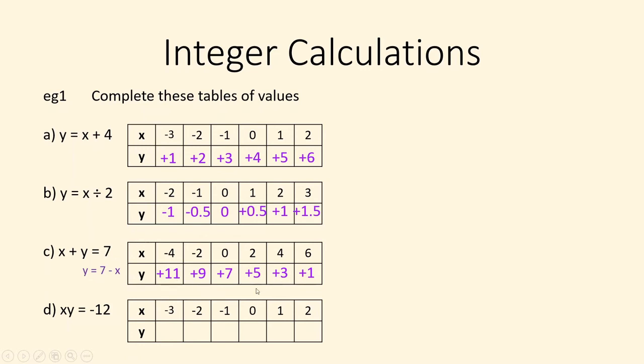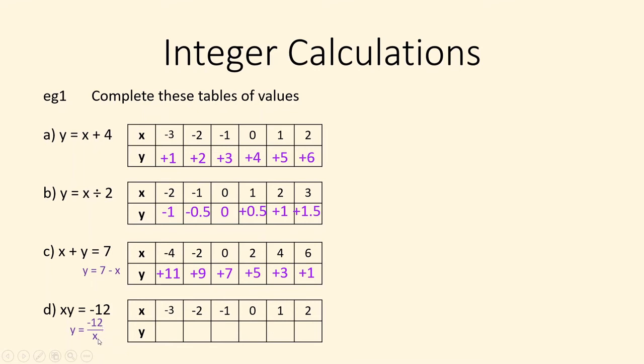Finally, for question D, maybe you want to try and rearrange this on your own before I tell you how. You want to get y on its own? Think about what x is doing to the y. Let's undo that to get y on its own. 2 letters next to each other means they're being multiplied. So y is equal to negative 12 divided by x.